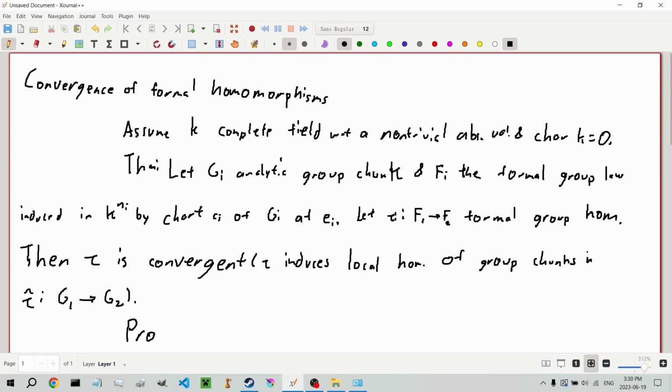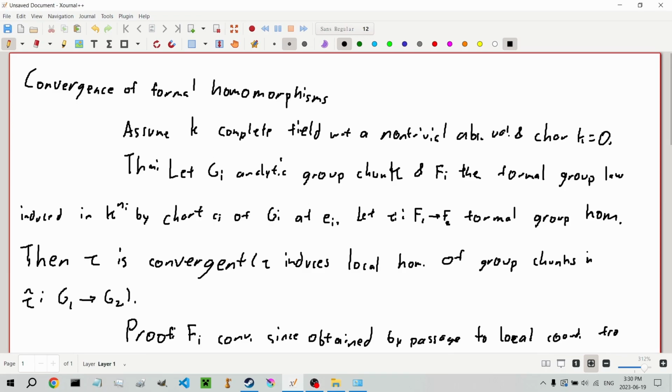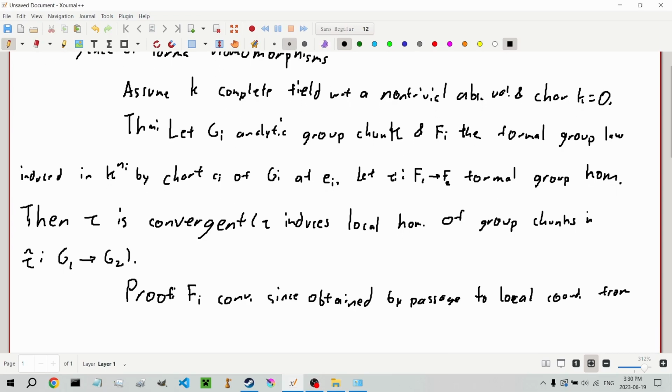And our proof, for both F1 and F2, Fi is convergent since it is obtained by passage to local coordinates from the convergent multiplication law on Gi.